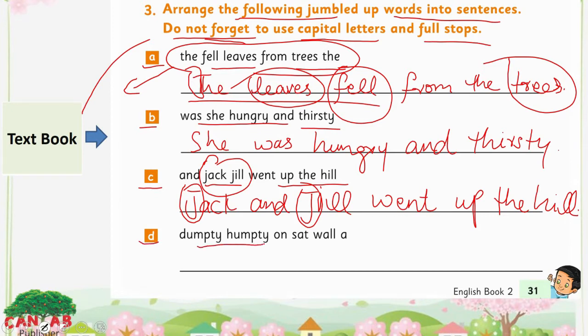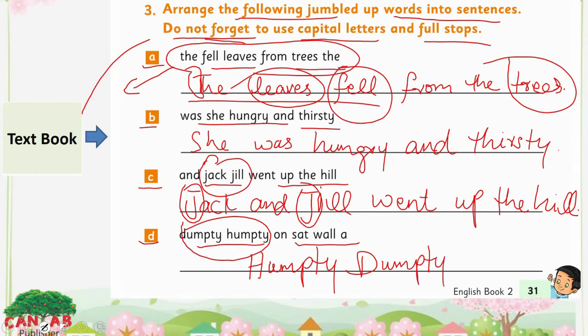D here: Dumpty Humpty on sat wall a. Here Humpty Dumpty is a specific noun. So what will we do? Humpty Dumpty sat on a wall. This is the right order of it. The H and D of both words will be capitalized because this is a specific noun, a proper noun. Let's move forward.